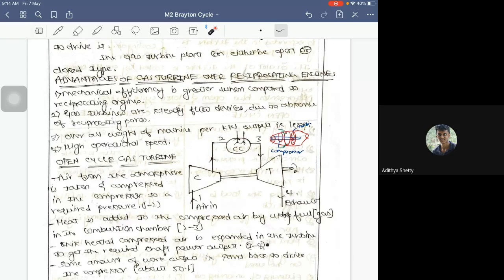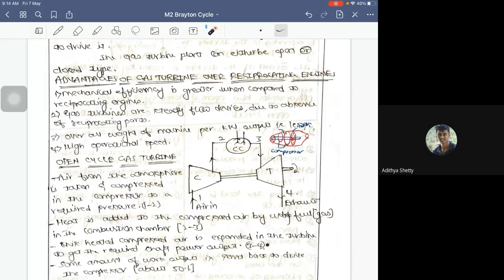Overall weight of the machine per kilowatt is less. Definitely yes. If you want to generate such a huge amount of power, which is required for an aeroplane or a rocket, using a reciprocating engine, then it has to be the size of a ship engine. Most of you have heard about ship engines, right? They are very big, very massive engines. Again, you cannot achieve that amount of speed either. So overall weight is very less for a given power output, and it has high operational speeds, which is an unbeaten feature of the gas turbine. It operates at a speed of 3,000, 4,000 RPM.